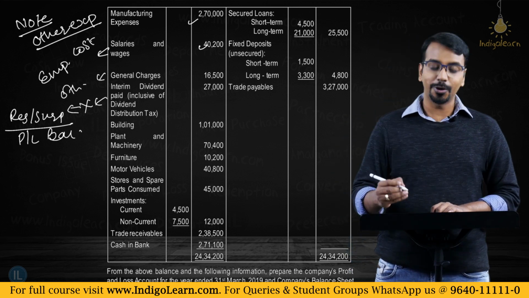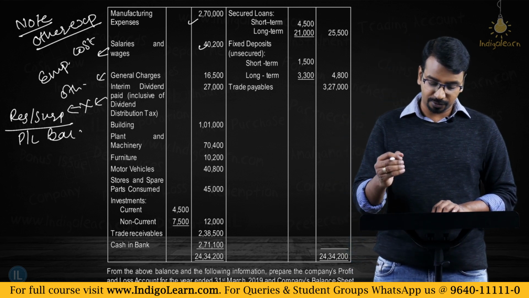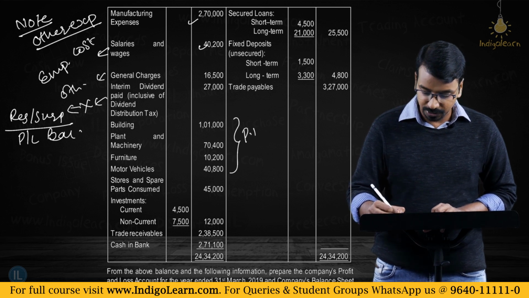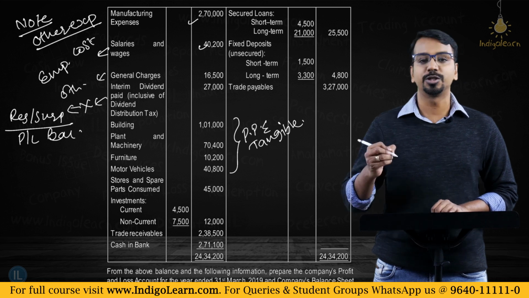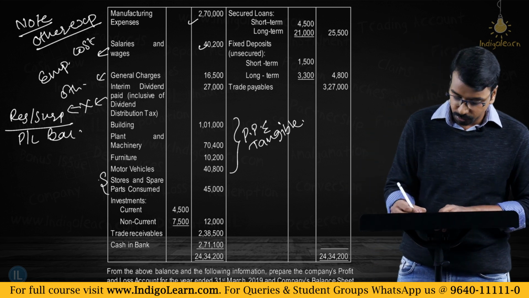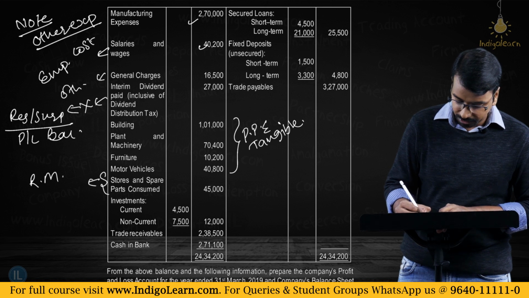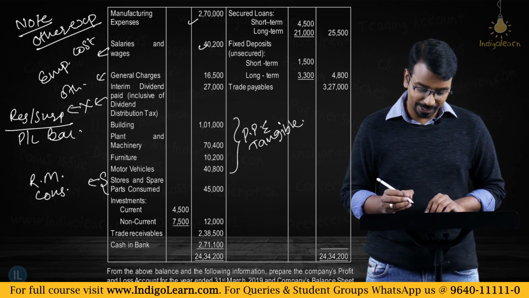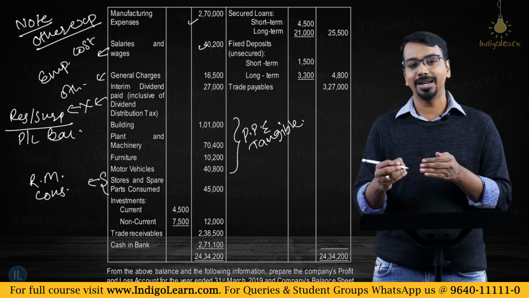Then you have building, plant and machinery, furniture, motor vehicles. All these are your items under PPE, tangible assets. You will show it under tangible assets. Then you have stores and spare parts consumed. This also you will show it along with raw material consumed. Then you have investments, current and non-current.